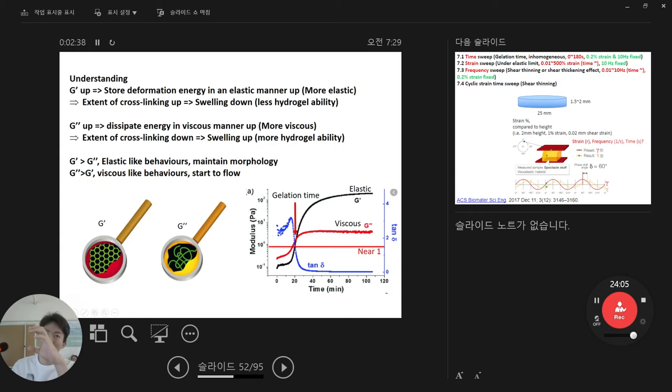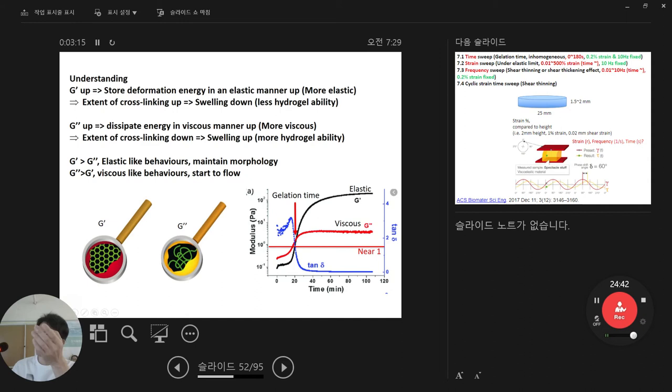But with G double prime, energy is dissipated, and loss of energy occurs in a viscous manner. So more viscous. What is the meaning? More flow. And then maybe less cross-linking, maybe more swelling, more hydrogel mobility. Okay? So you can imagine G prime is this kind of networking system, more elastic. But G double prime is like this, just randomly oriented silk, you can imagine like that.